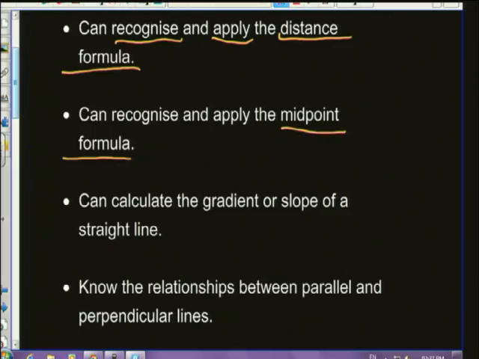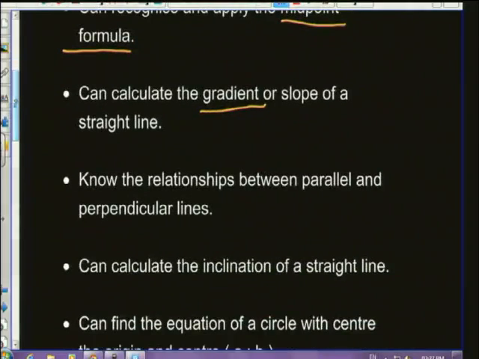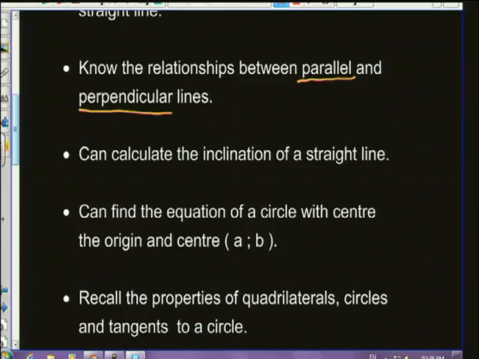Thirdly, be able to calculate the gradient or slope of a straight line. Now this you learned long ago in the lower grades. You also need to know the relationships between parallel and perpendicular lines. Again, from grade 9, you must know how those two are related. And also be able to calculate the inclination of a straight line. So you need to know what an inclination is and hence calculate it.